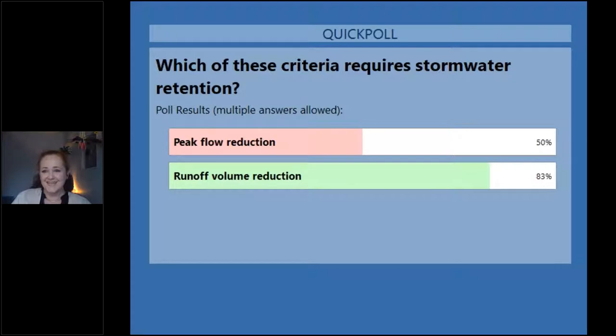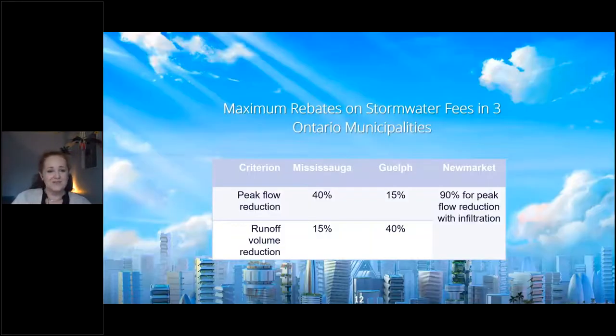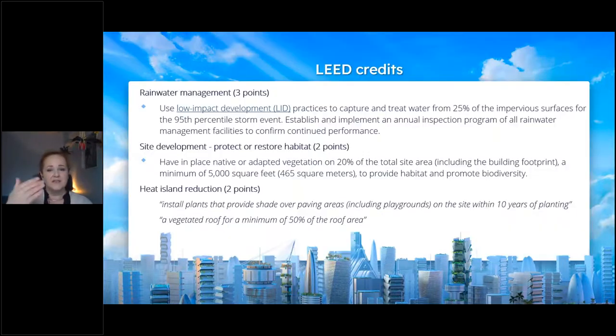There, we've closed, and here are the results. It's 50% say peak flow reduction, 83% say runoff volume reduction. That's right. So it is the runoff volume reduction. So we saw a much greater response on that one. That's great. So all of the water that is retained will be reducing that volume. Peak flow reduction, yes, you're quite right. It does also have an impact on peak flow reduction, but peak flow reduction can also be managed using detention as well. So both were right, but the second one was what I was thinking more about, because it can only be achieved with retention.